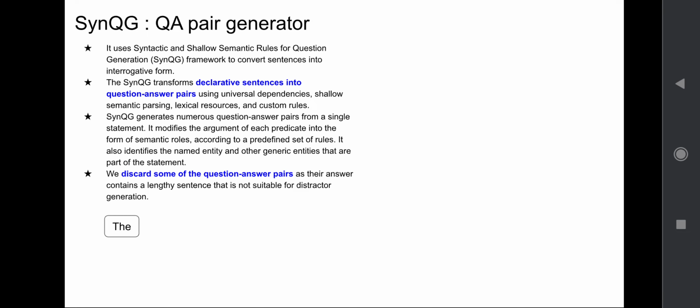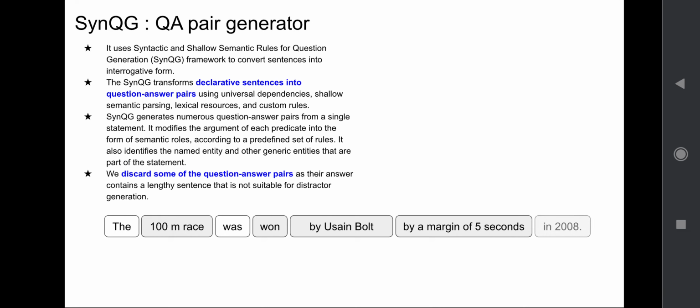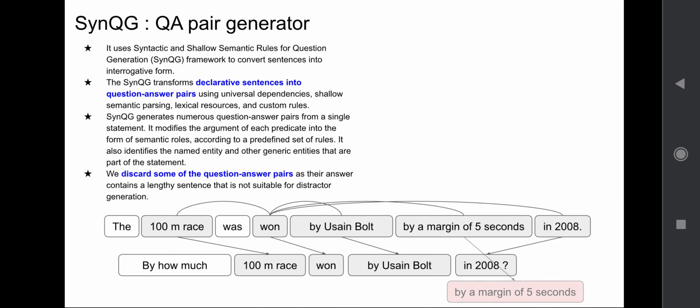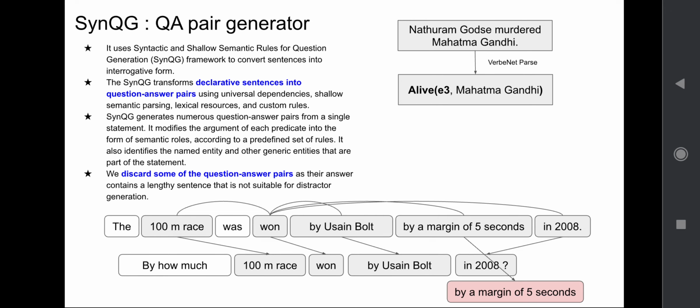Here is an example of SYNCQG at work. The statement, 100-meter race was won by Usain Bolt by a margin of 5 seconds in 2008, is rearranged as, by how much 100-meter race was won by Usain Bolt in 2008. So the answer is by a margin of 5 seconds. Another example is Nathuram Godse murdered Mahatma Gandhi. After application of VerbNet parse, it will identify that who is not alive, and the answer will be Mahatma Gandhi.